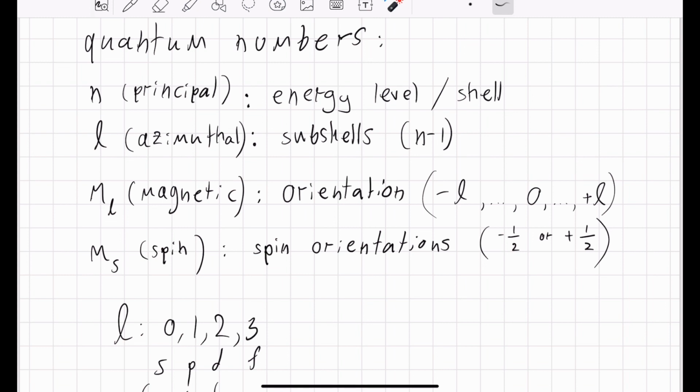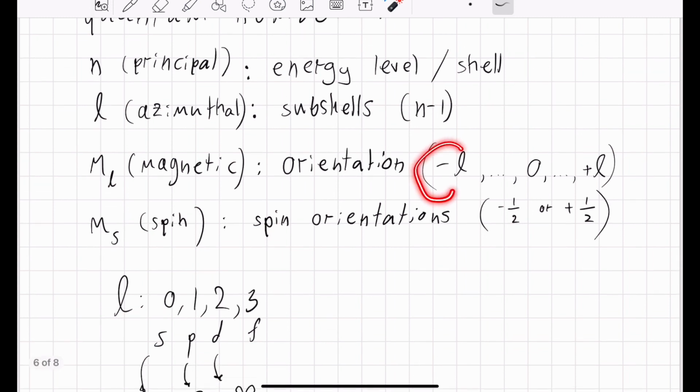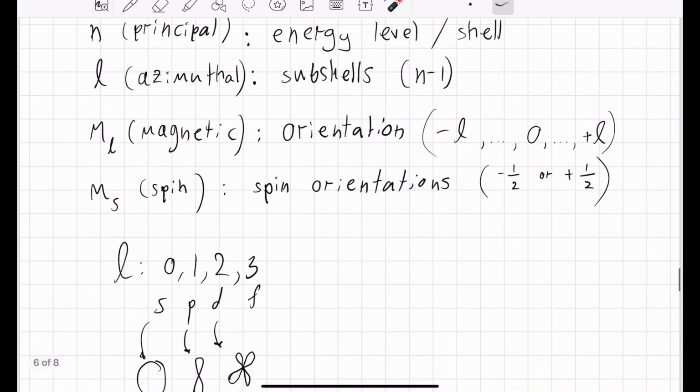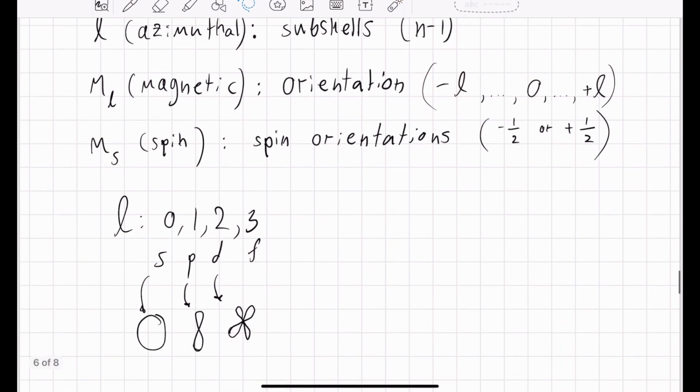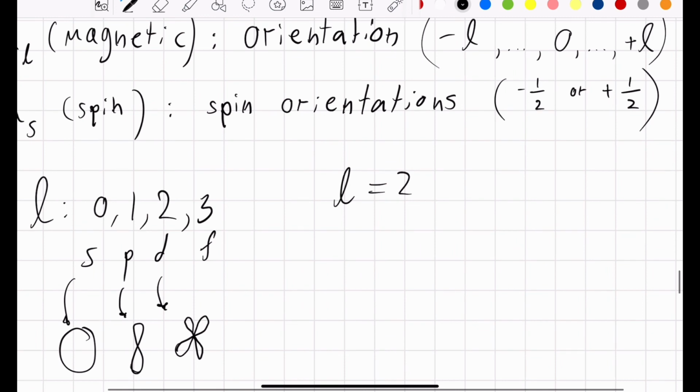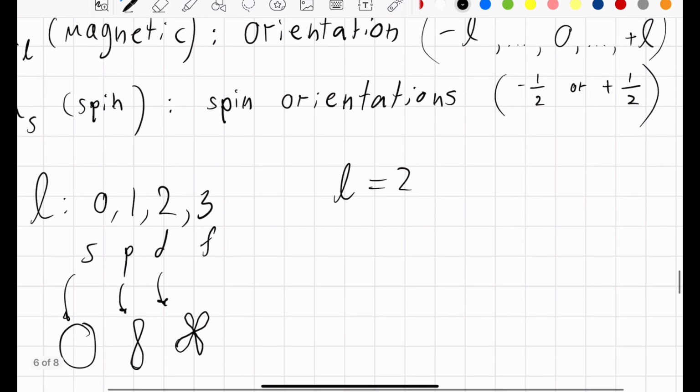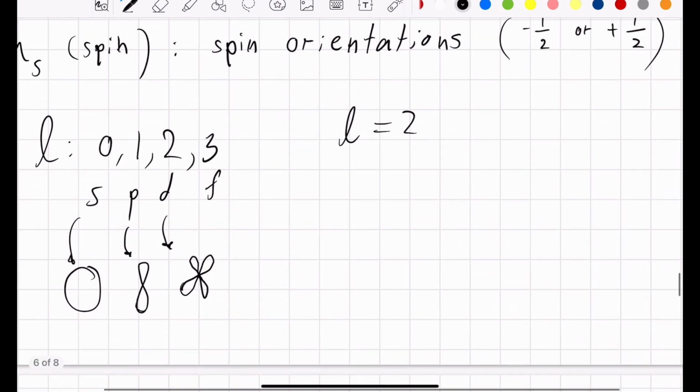We also have the ML, or magnetic quantum number, which describes the orientation of orbitals within a subshell. This value is numbered from negative L to 0 all the way up to positive L. So if we're looking at a D subshell right here, we know that D is L equals 2. That's the azimuthal quantum number. And so we would have negative 2 orientation, negative 1, 0, 1, and 2 orientation.